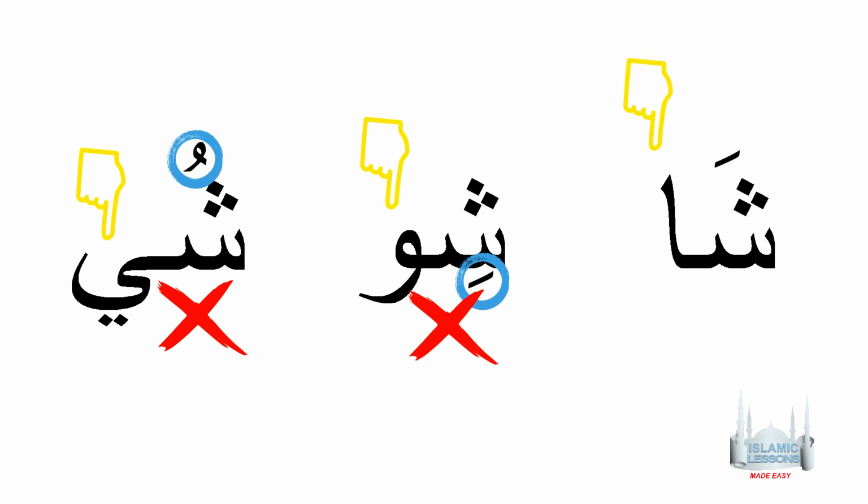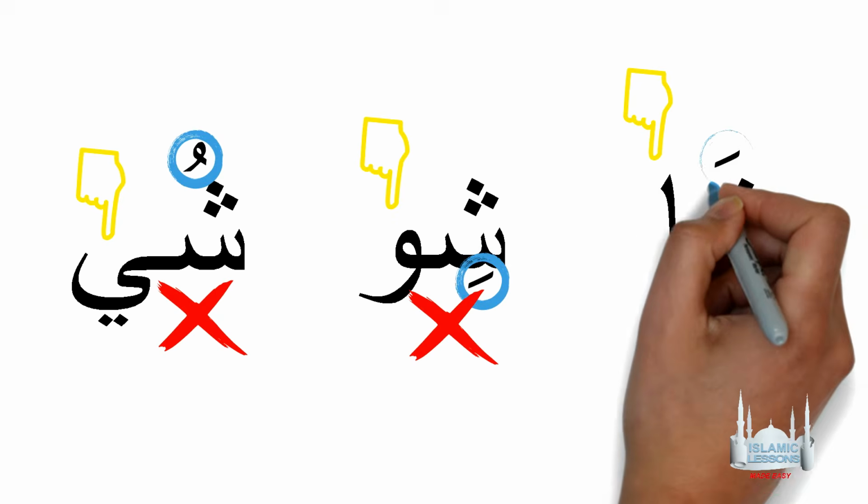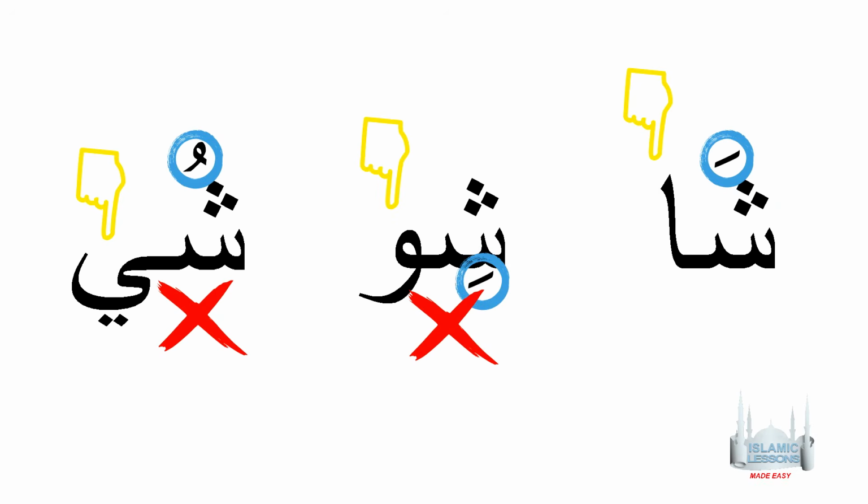Okay, the alif has no mark. What goes with the alif? A fatha. This has a fatha, therefore it's a long vowel. It reads as Shaa and not Sha. Shaa.